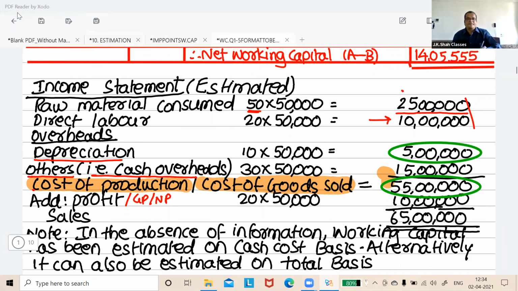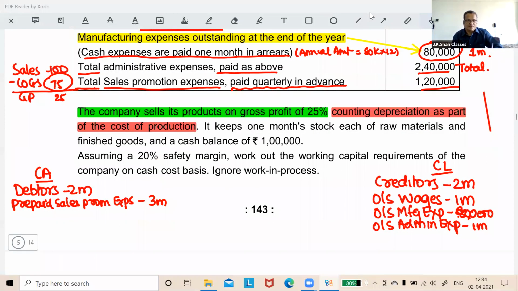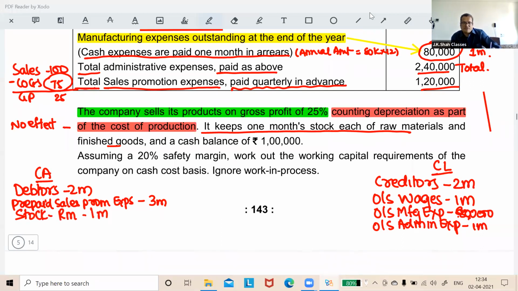Let's read. Right now, that's final. So I would say over here, no effect. Fine. It keeps 1 month stock each of raw material and finished goods. Then I need to add over here in current assets: I have stock of raw material 1 month and finished goods also 1 month. And it prefers to keep a cash balance of 1 lakh. Okay, fine. So in the list of current assets, I'll write cash of 1 lakh.